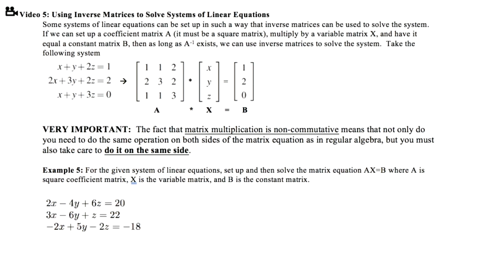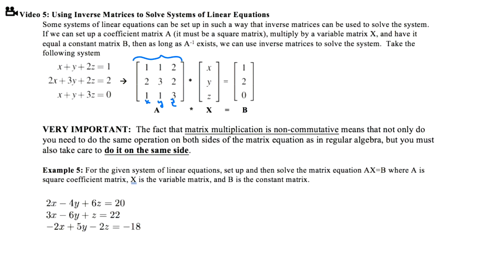So it says, some systems of linear equations can be set up in such a way that inverse matrices can be used to solve the system. If we can set up a coefficient matrix A. So let's look down here. This matrix right here is the coefficient matrix A. This column represents all of the coefficients of x, the second column, all the coefficients of y, and the third column, all the coefficients of z.